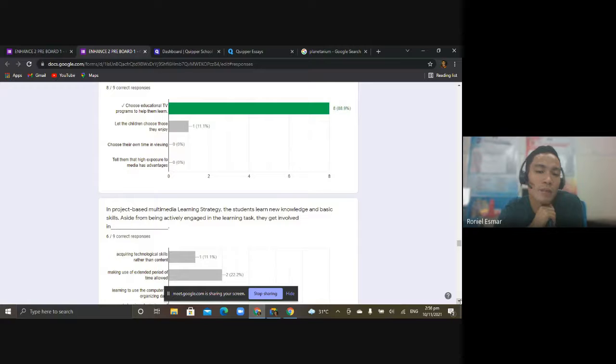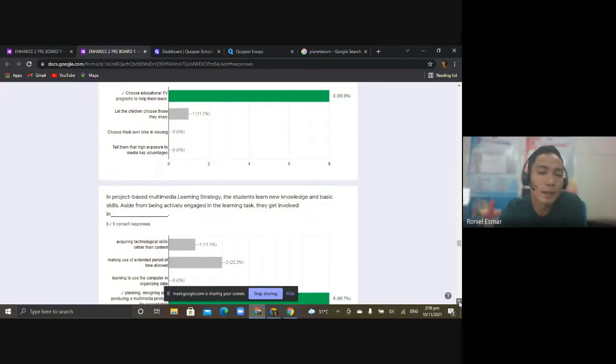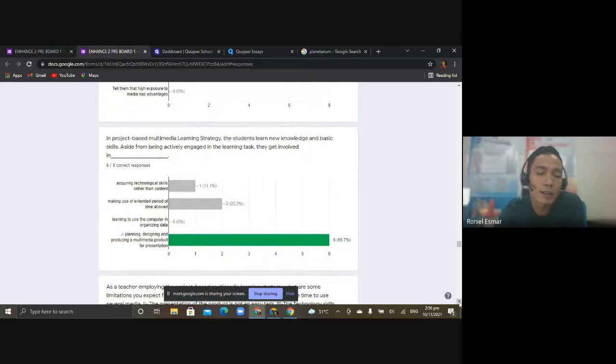Aside from being actively engaged in the learning task, they get involved in number one, acquiring technological skills rather than content. Again, I will be reading the statement. In project-based multimedia learning strategy, the students learn new knowledge and basic skills. Aside from being actively engaged in the learning task, they get involved in making use of extended period of time allowed. No, haman nato ibutang ang multimedia learning strategy.